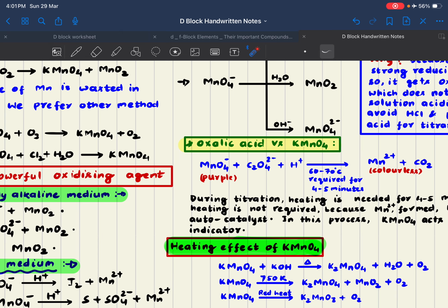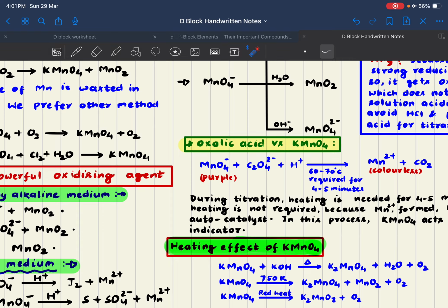Now, one important reaction, oxalic acid versus KMnO4. This is again a very important topic. MnO4 minus, permanganate, which is purple, and oxalic acid gives the oxalate ion. Oxalate ion in acidic medium gives Mn2 plus and CO2. It is a very good titration that we generally do in the lab. Initially we need to heat the reaction to 60 to 70 degrees Celsius for 3-4 minutes, but after 3-4-5 minutes heating is not needed.